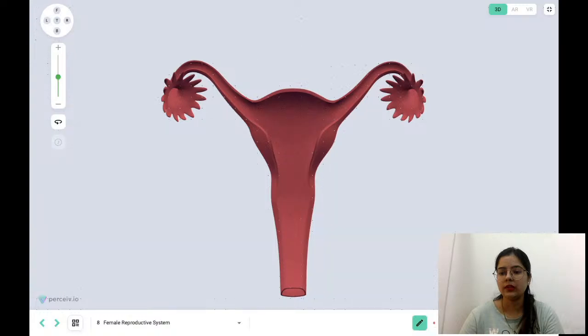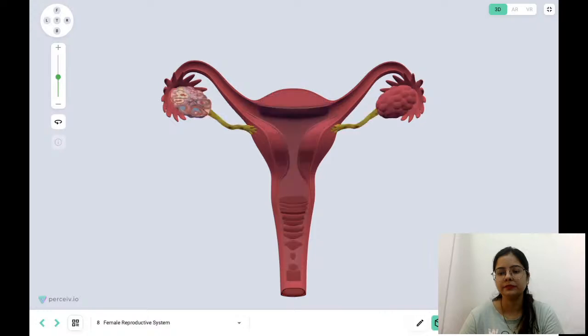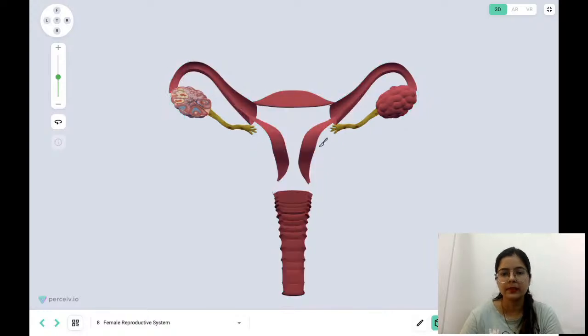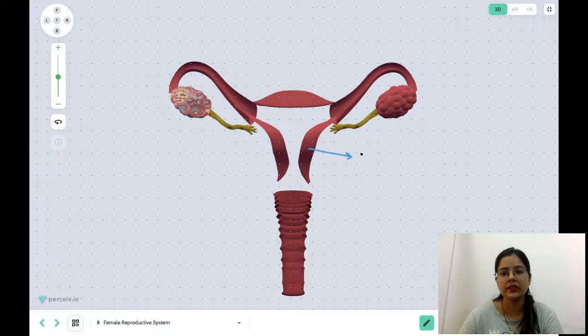Now, again, if I just slice out this part, so this layer which you can see over here, this indicates your myometrium. So perimetrium is basically the first layer and myometrium is your second. All right. I will also individually label all the components. So this is your myometrium, which you can see over here.